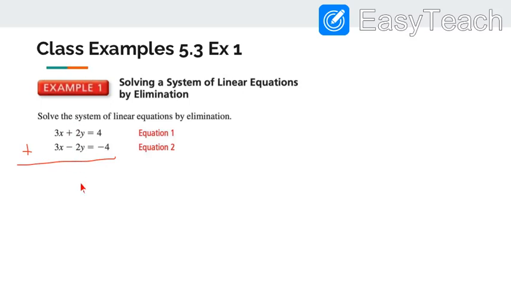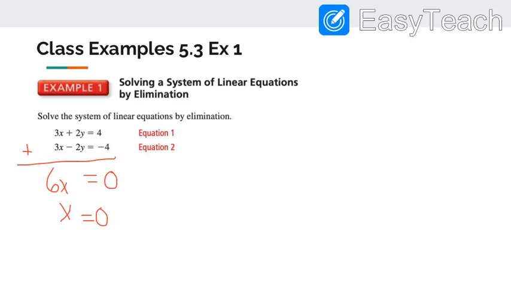When you add those two things together, you'll get 0. So you'll get 6x plus 0, so we don't have to write it, is equal to, well, in this case 0, because 4 minus 4 is 0. Then we get the value of x is simply 0.